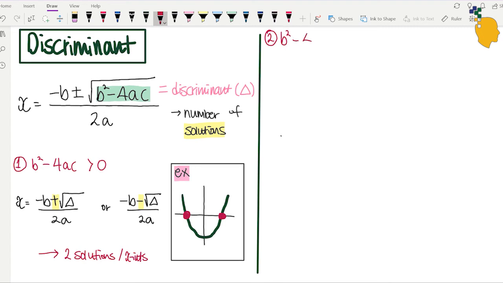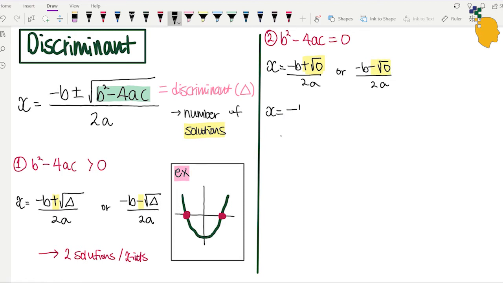The second case is when your discriminant b squared minus 4ac is 0. So if your discriminant is 0, your solution for x will be negative b plus root 0 over 2a, or negative b minus root 0 over 2a. But plus 0 and minus 0 is the same value, which is just 0. So your solution will just be negative b over 2a, which is only one solution.